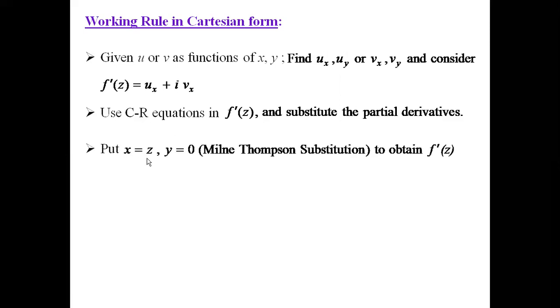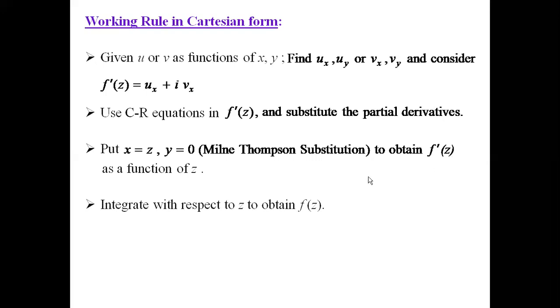Put x is equal to z, y is equal to 0, the Milne-Thomson substitution to obtain f dash of z as a function of z. So Milne-Thomson substitution helps us to obtain the function as a function of z. So we can obtain f dash as a function of z. Integrating with respect to z, we can obtain f of z. So this is the working procedure to find the analytic function f of z in the Cartesian form.